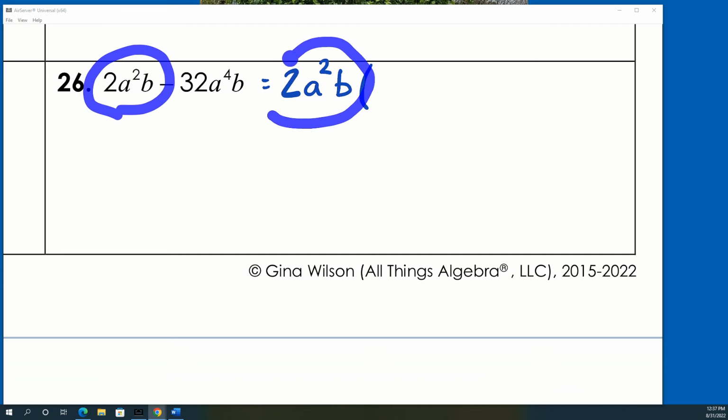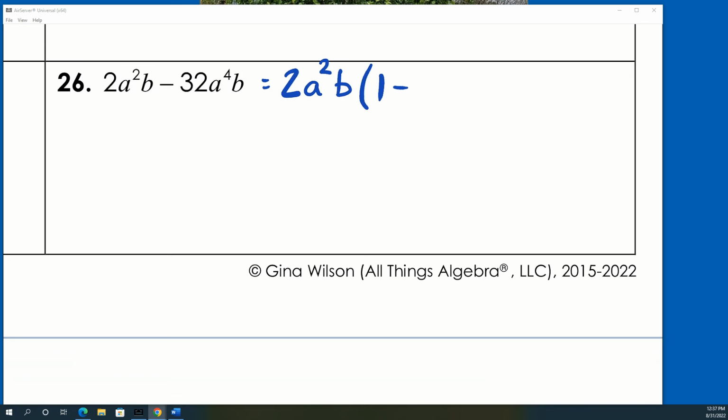So what do you get when you factor something completely out? You have to write something. It's like you divide something by itself. What do you get? 1. So that's going to be a 1. And then on this one, I'm going to divide 32 by 2, and I'm going to get 16. And then when I do a to the 4th divided by a to the 2nd, we subtract those exponents, and we get a to the 2nd. And then what about the b's? The b's are gone. The b's completely factor away.